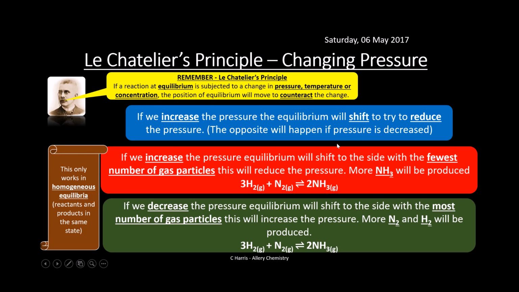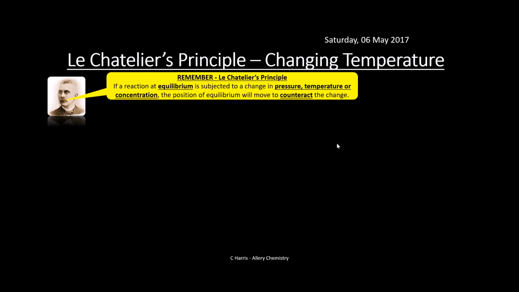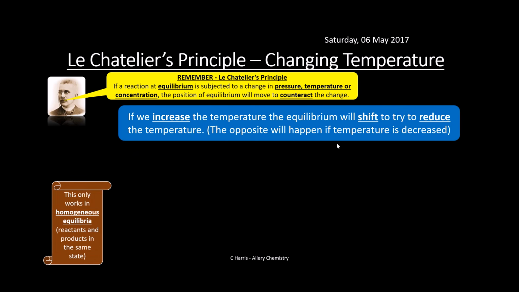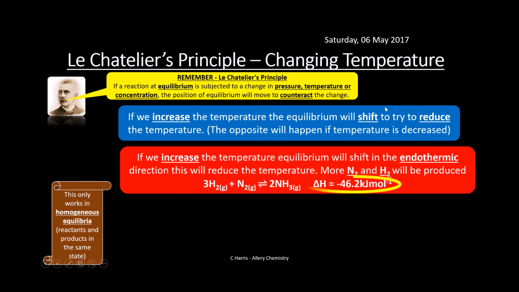Okay. And if we change the temperature, because remember temperature can have an effect on this as well. If we increase the temperature, the equilibrium will shift to try and reduce the temperature, and the opposite will happen if temperature is decreased. This one's a little bit trickier. What you're looking for is an enthalpy value. If we increase the temperature, equilibrium will shift in the endothermic direction, and this will reduce the temperature. So more nitrogen and more hydrogen will be produced.